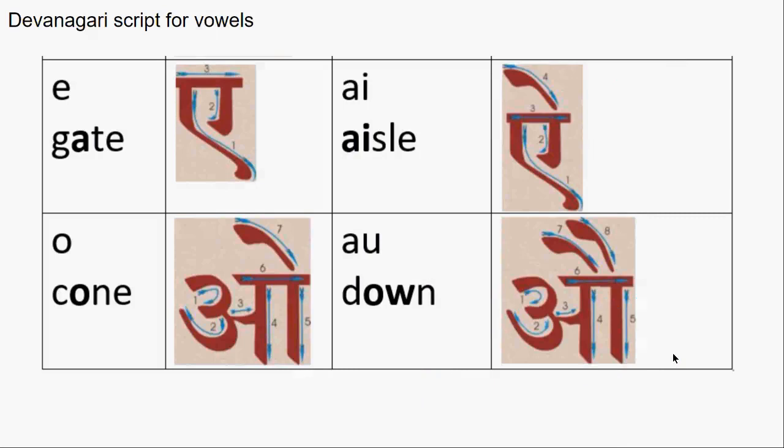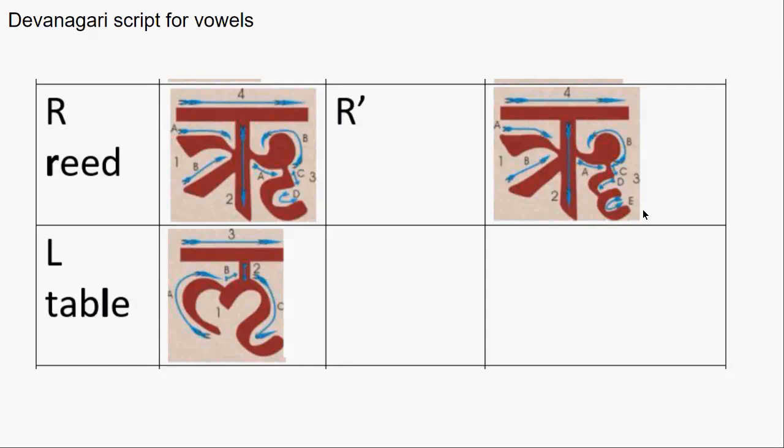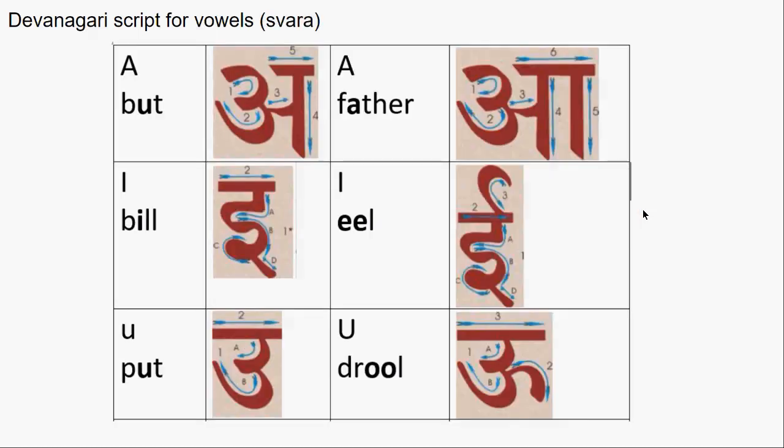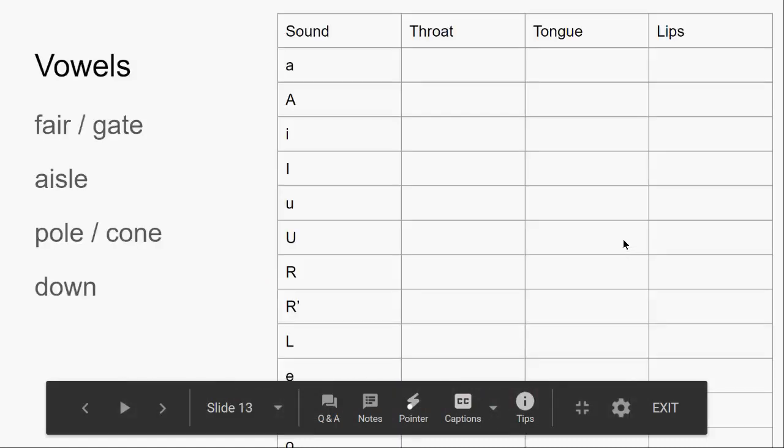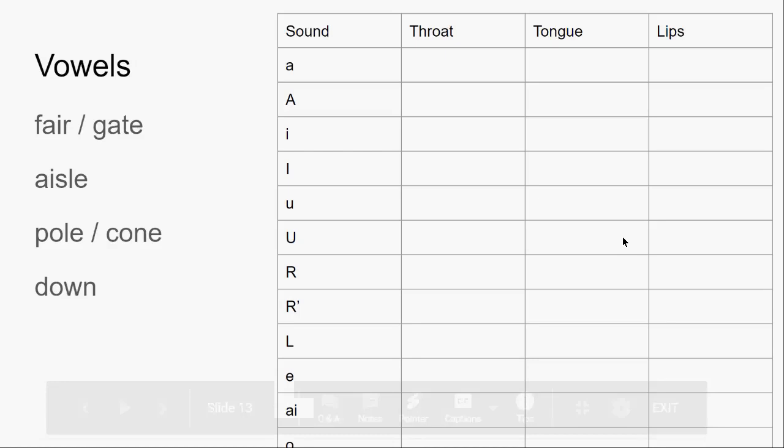So these are the scripts, the symbols for different sounds used in the Devanagari script. Different symbols in the Devanagari script for the vowels. So we studied 13 vowels which are on the chart of letters of Sanskrit language.